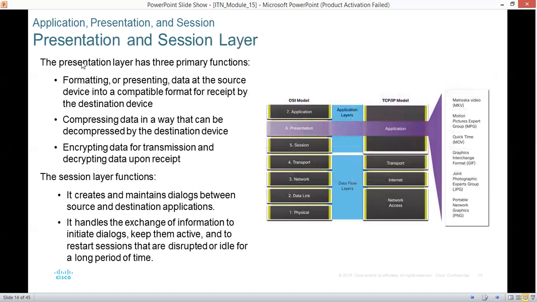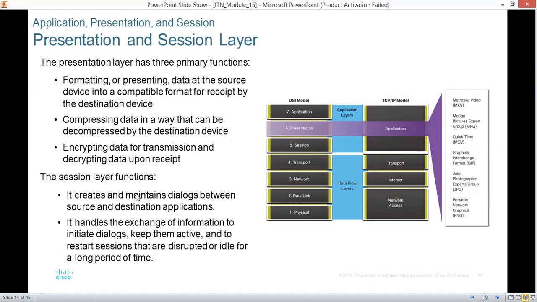Further explanation is also given here that the presentation layer has three primary functions: formatting or presenting data at the source device into a compatible format for receipt by the destination device. It also compresses data in a way that can be decompressed by the destination device, and then encrypts data for transmission and decrypts data upon receipt. So that is the role of the presentation layer.